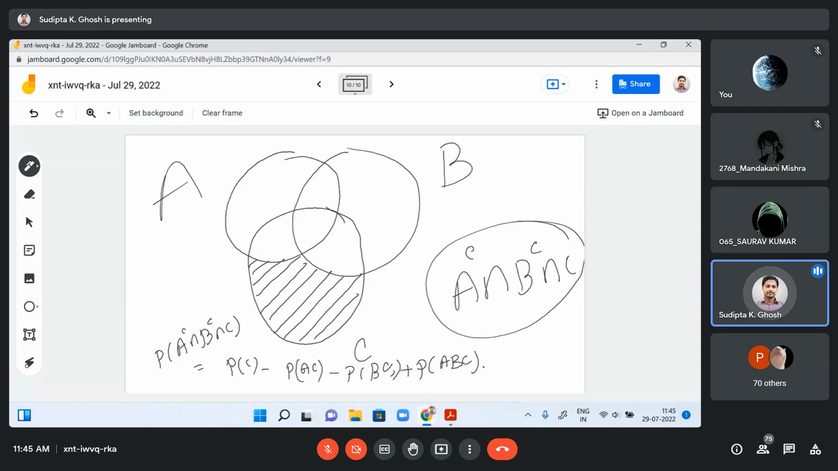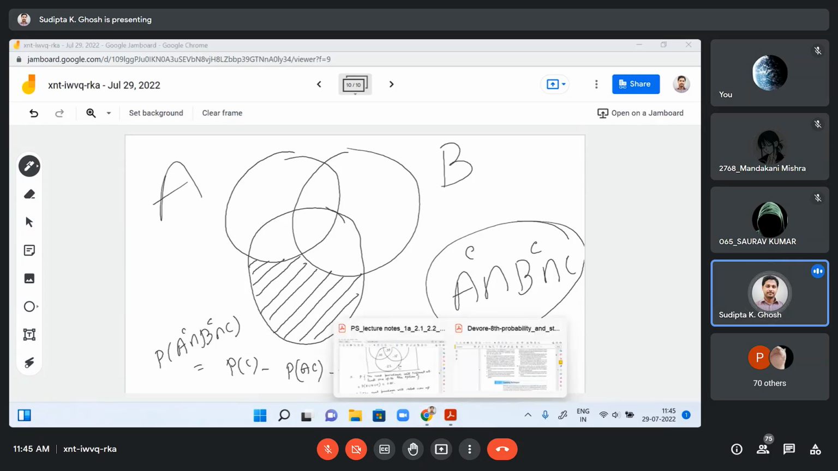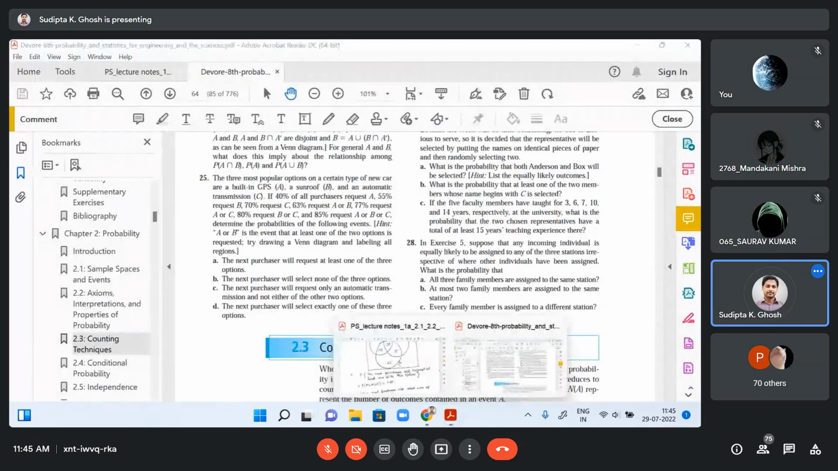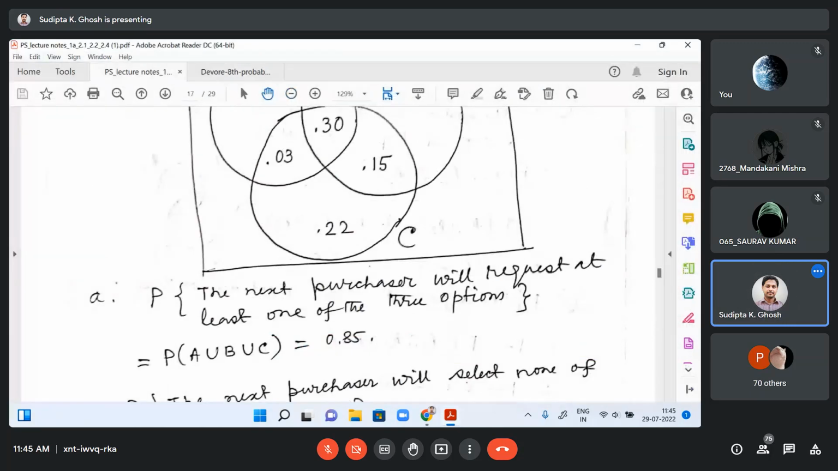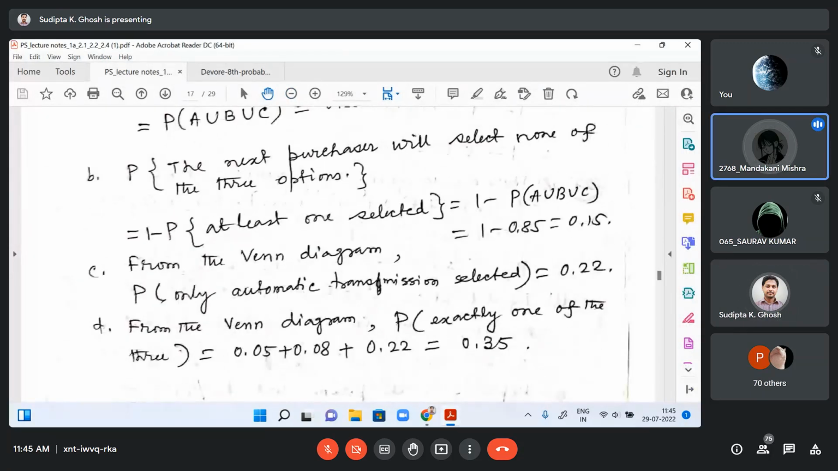Just check the copy from the last class. How am I coming to this conclusion? The probability of A complement, B complement, and C is given by this. You just perform the calculation with the data and you get 0.22. Okay, that thing I have done here. This is question number 13, part E, we did this. Tell me, students. Tell me whatever you are asking me.